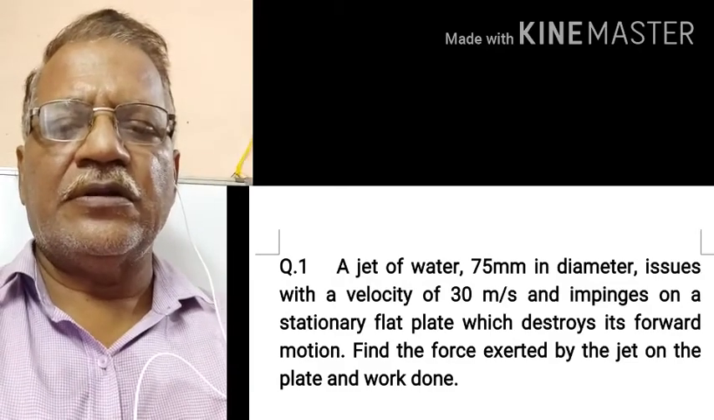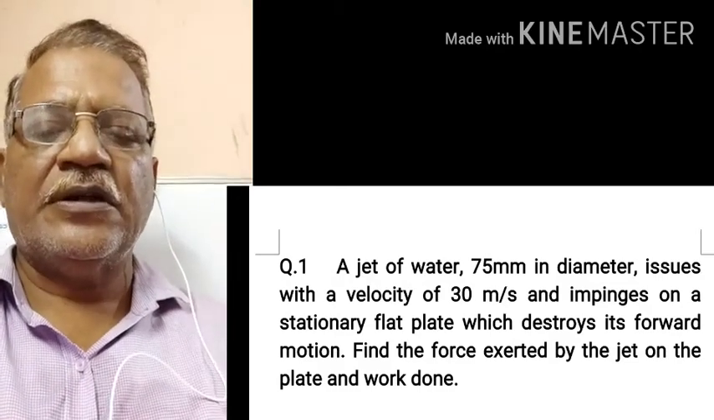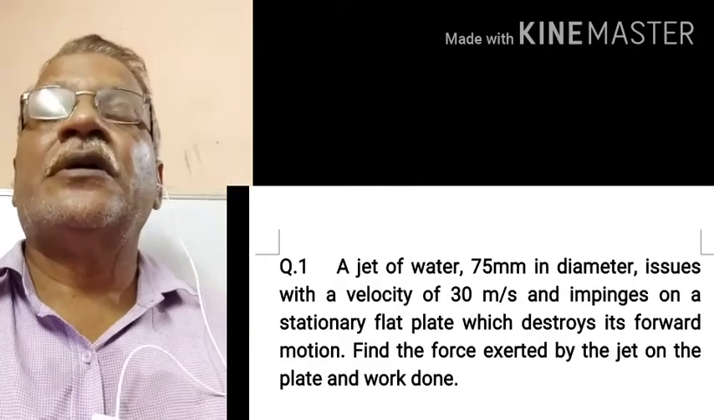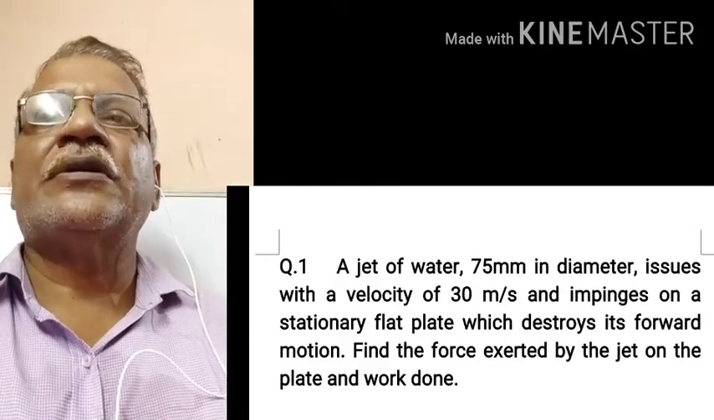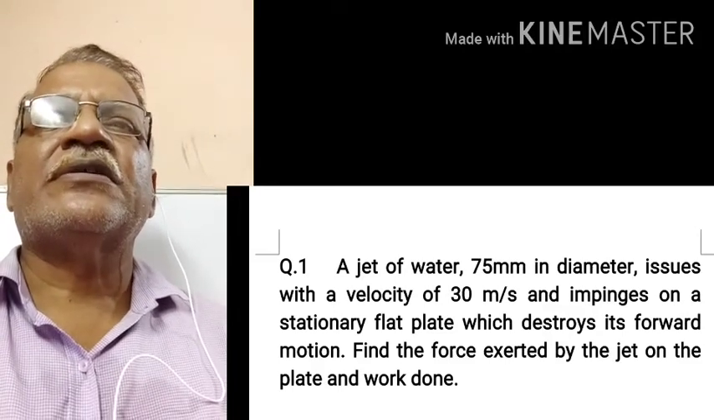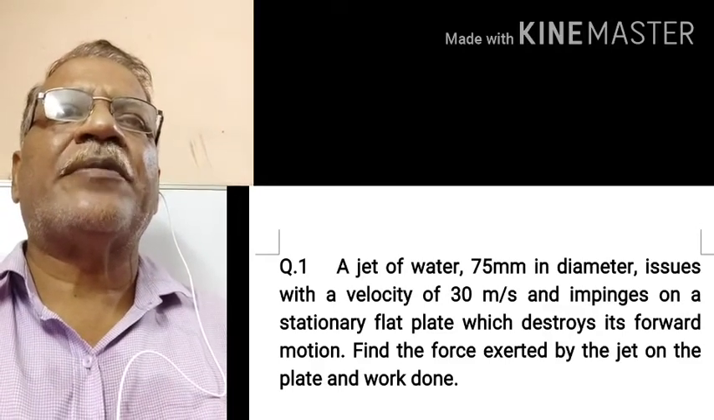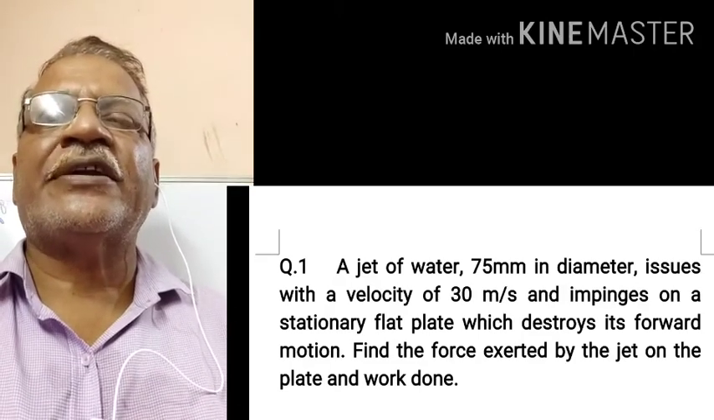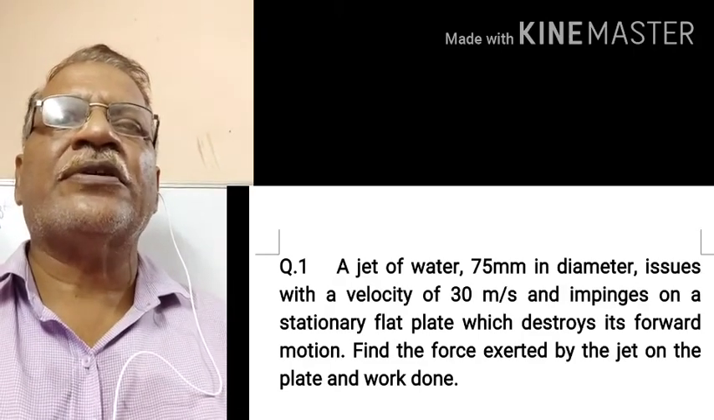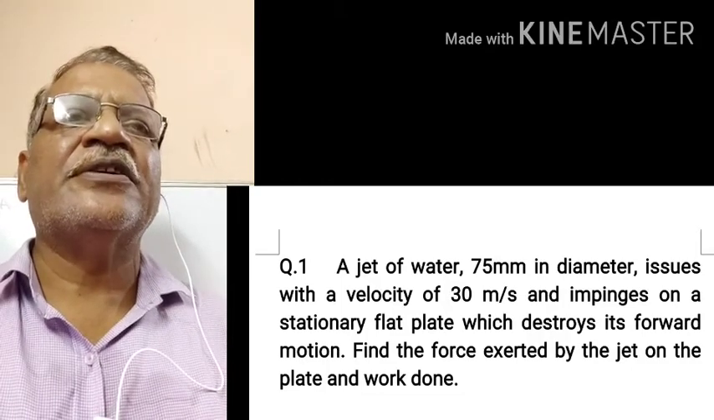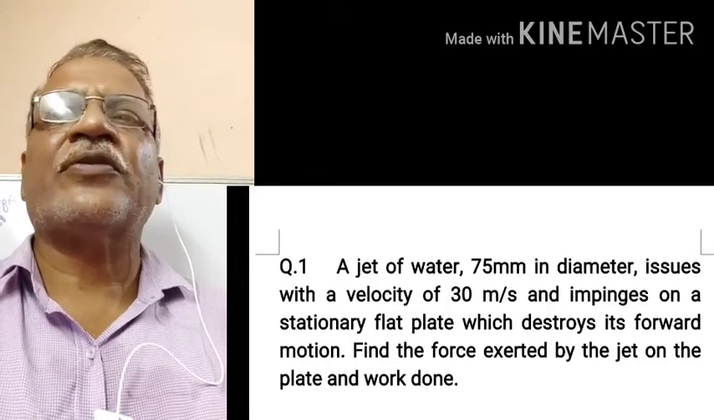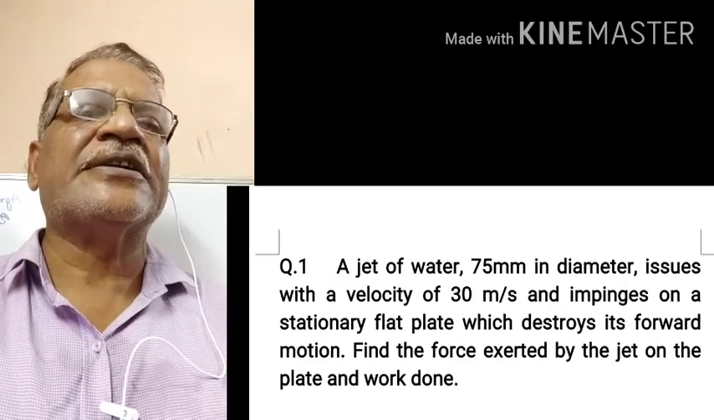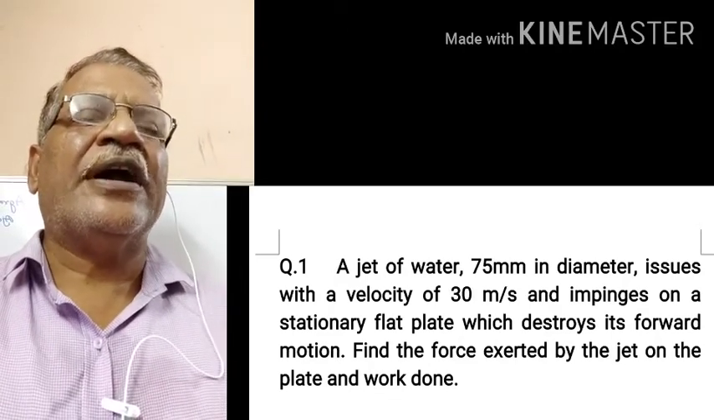Today we will solve some of the problems on the impact of jet. Question number 1. A jet of water 75 mm in diameter issues with a velocity of 30 meter per second and impinges on a stationary flat plate which destroys its forward motion. Find the force exerted by the jet on the plate and work done.